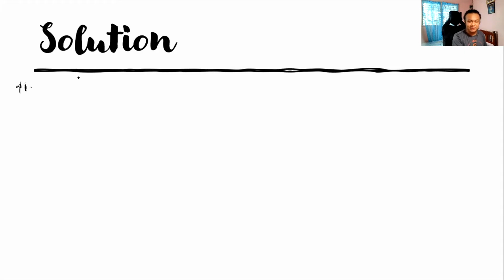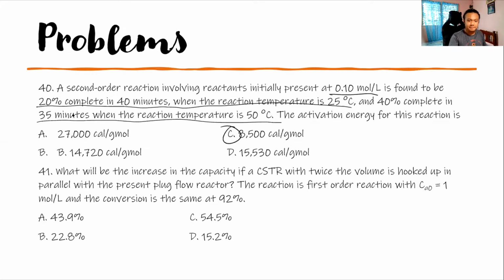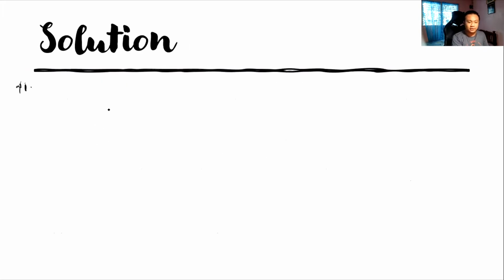For number 41, you have the first condition, which is just a plug flow reactor, and then what is asked of us is to hook it up with a CSTR. Okay, so it is in parallel. And then the reaction is a first order reaction with CAO of 1. And the conversion is the same at 92%. So we have to solve for that. So the first condition is just the PFR alone.